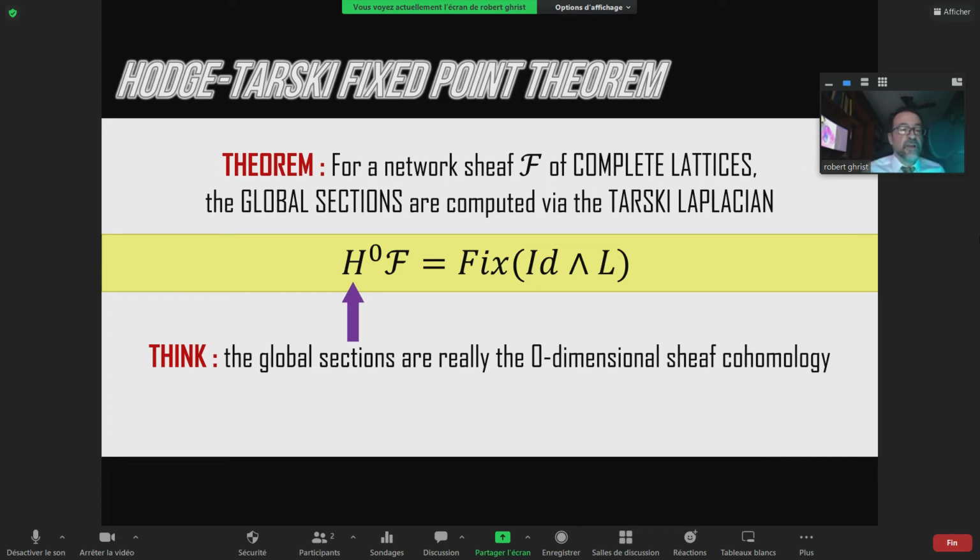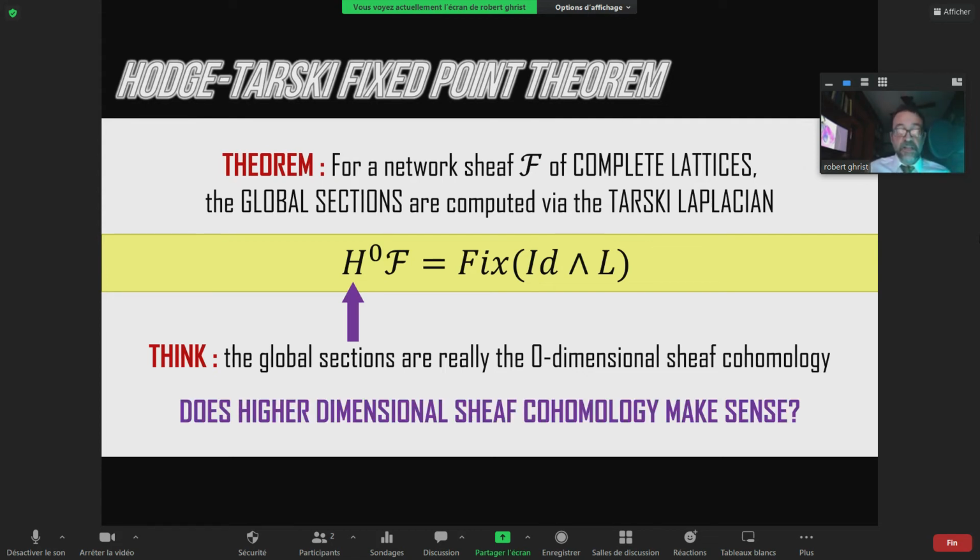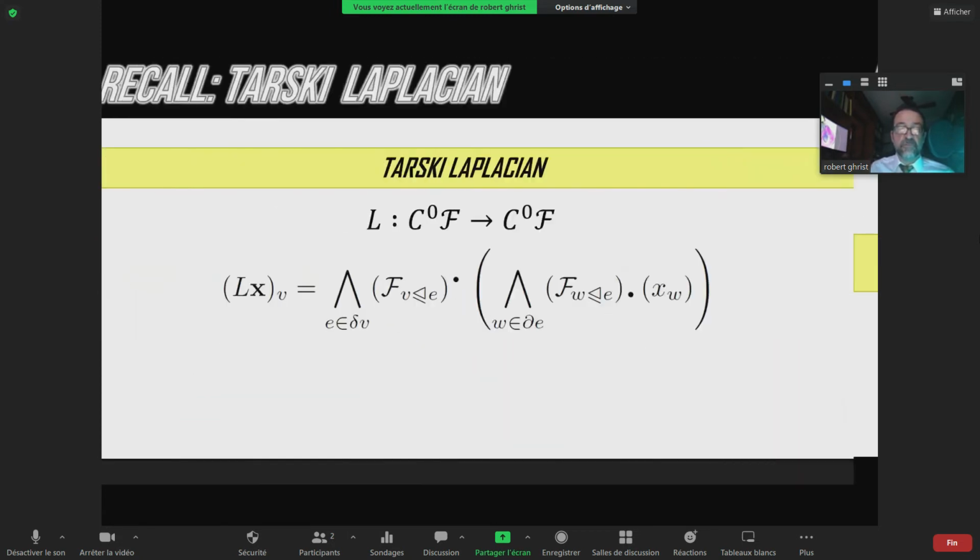Well, I can think of the global sections as being morally zero-dimensional sheaf cohomology. Unfortunately, the category of lattices and lattice morphisms is not an abelian category, so I can't do the straightforward thing of trying to define sheaf cohomology using kernels mod images. Those don't really exist. So what are we going to do? Well, let's try to do Hodge theory, even though we don't have classical cohomology.